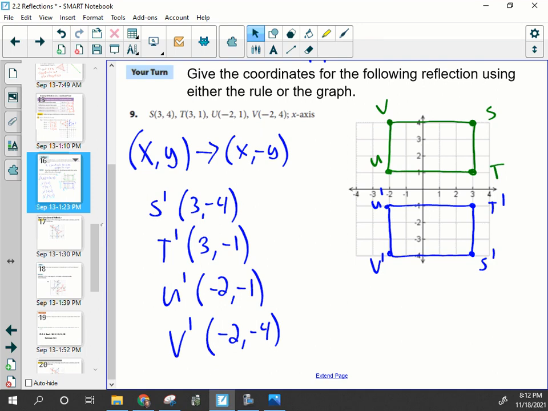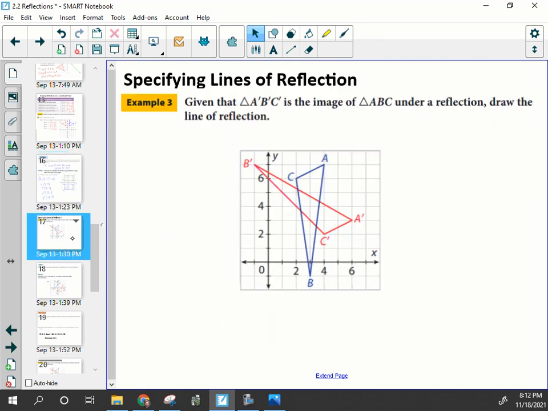The last major thing we're going to look at here is if I give you a triangle ABC, it was reflected to get triangle A prime, B prime, C prime. What I want to do is draw in the line of reflection. Remember, the line of reflection is the perpendicular bisector. Okay, so I want to find the line that's the perpendicular bisector of this line.